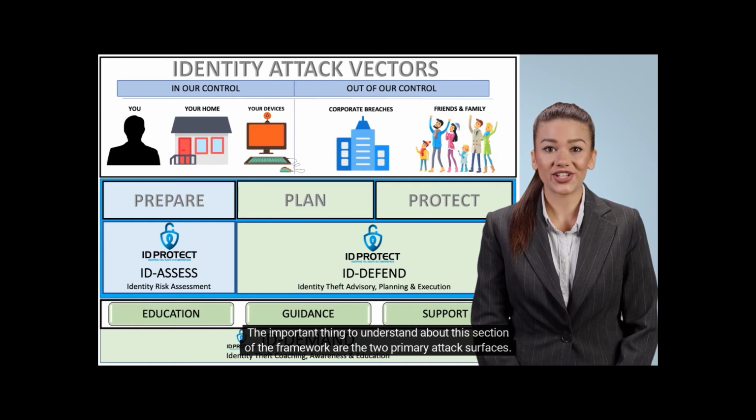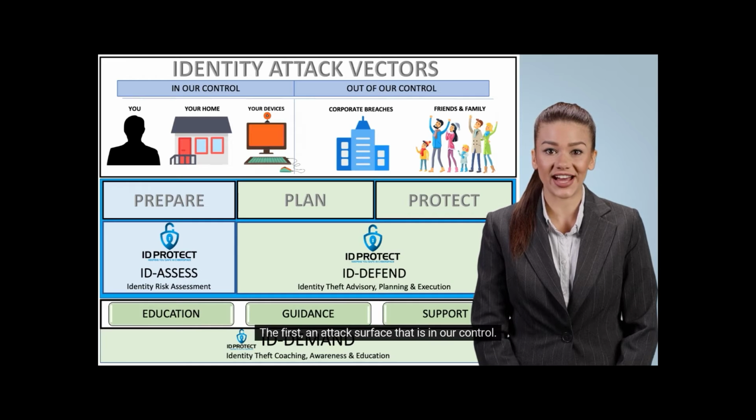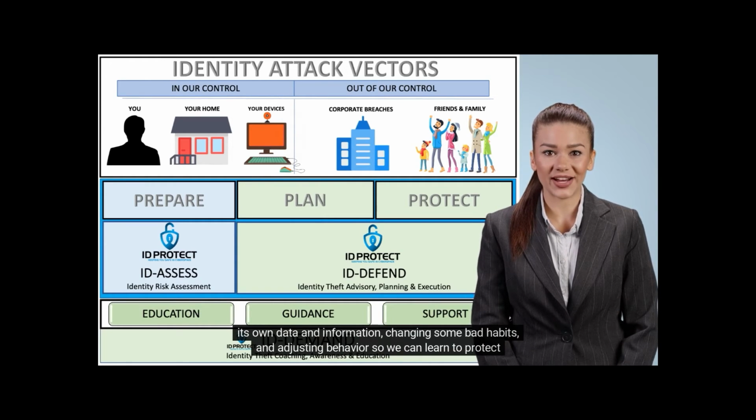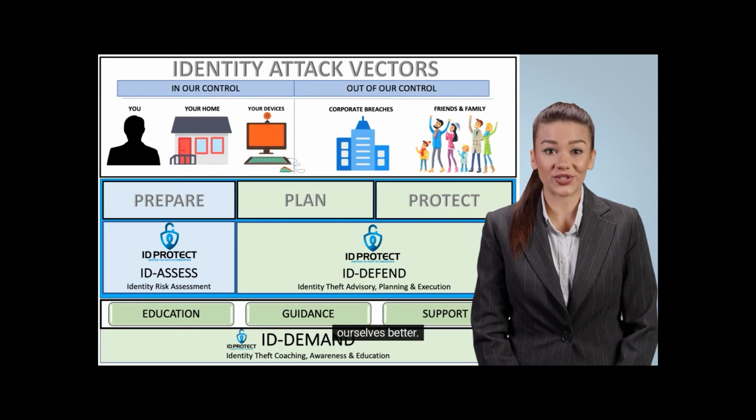The important thing to understand about this section of the framework are the 2 primary attack surfaces. The first, an attack surface that is in our control. The second is an attack surface that is out of our control. On the left, you can see that people or the human is in control of itself and capable of protecting its own data and information, changing some bad habits, and adjusting behavior so we can learn to protect ourselves better.